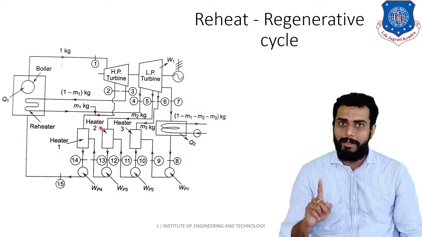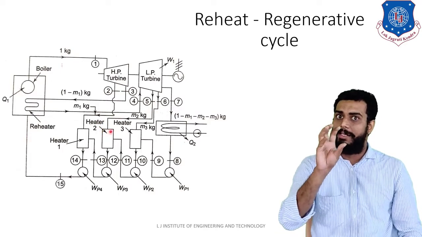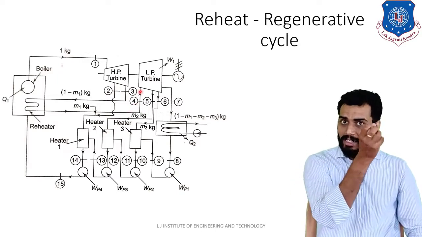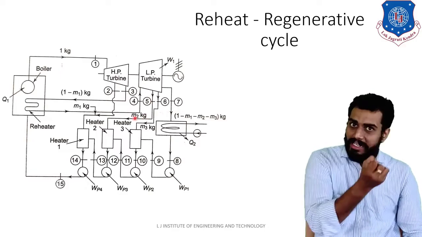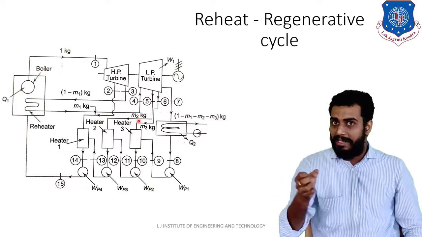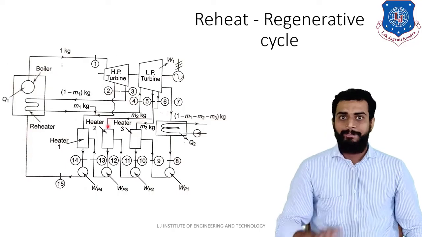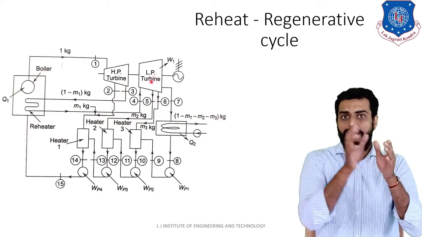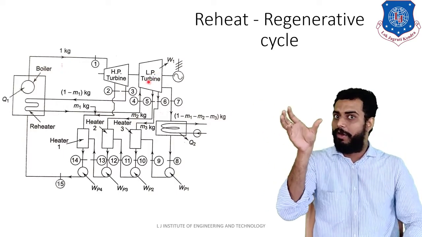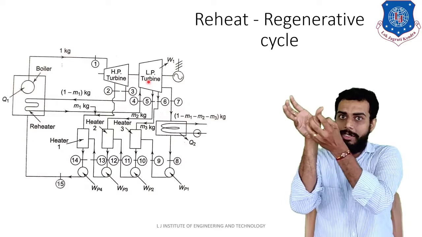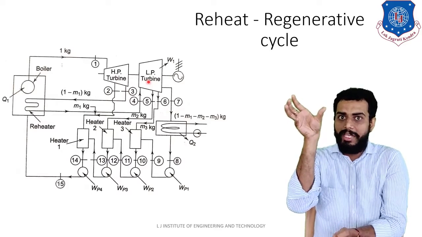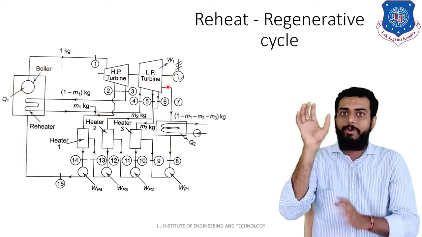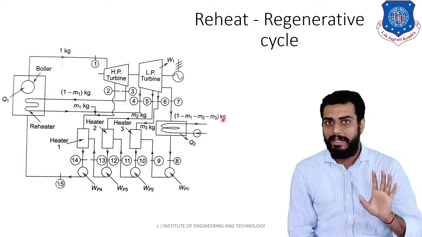Remember, at point number 4, the inlet of the low pressure turbine, you are supplying 1 minus m1 kg. And at point number 5, from that 1 minus m1 kg, you are extracting m2 kg, and you are supplying that m2 kg to heater number 2. Clear? Now what remaining portion of the steam will be there in the low pressure turbine? At the inlet you have 1 minus m1, and from it you are extracting m2 kg. So what are you left with? 1 minus m1 minus m2. That much amount of steam will be left, right?